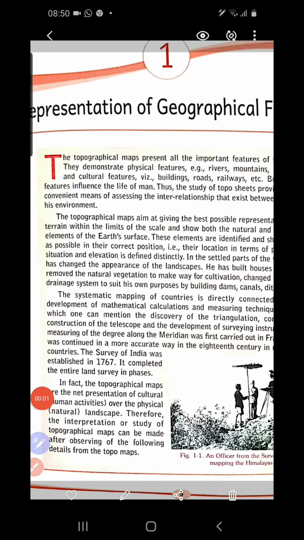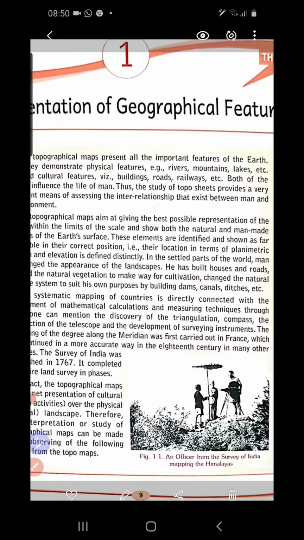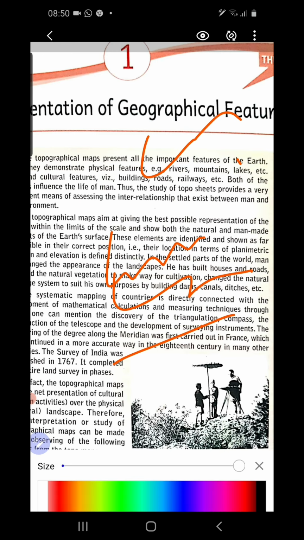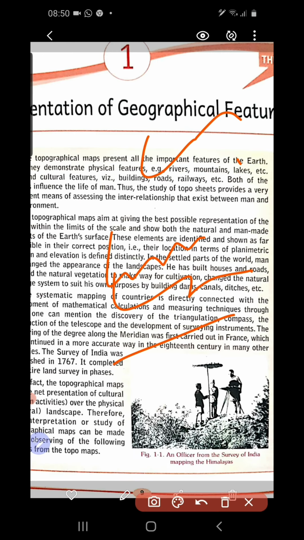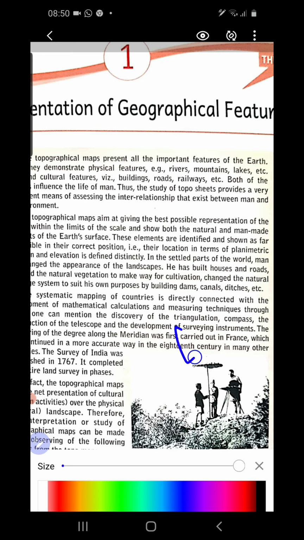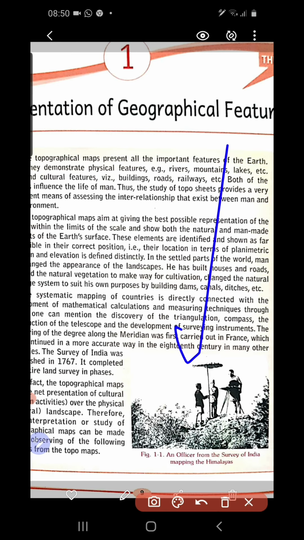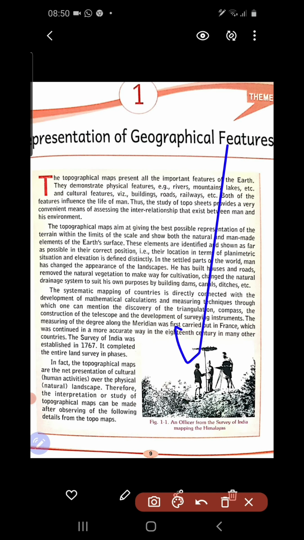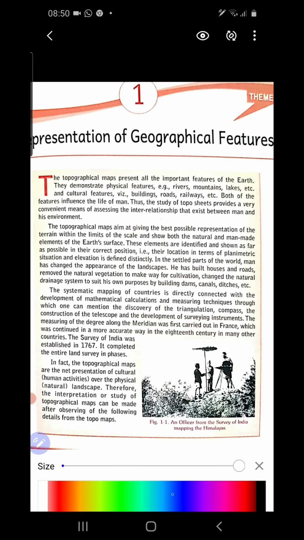Yes children, let us begin the lesson, representation of geographical features. A topographical map is the representation of both natural and man-made features. You see from the first paragraph, the topographical map presents all the important features of the earth. Which are the features? Physical features. Which are the physical features? Like rivers, mountains, lakes, etc.